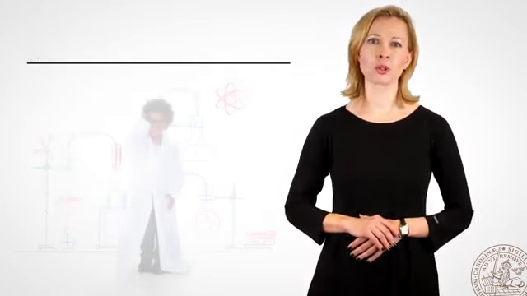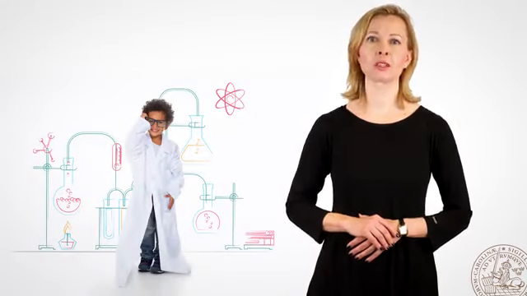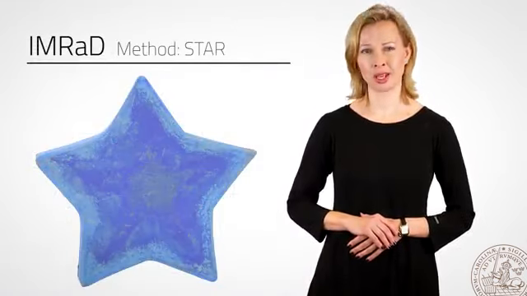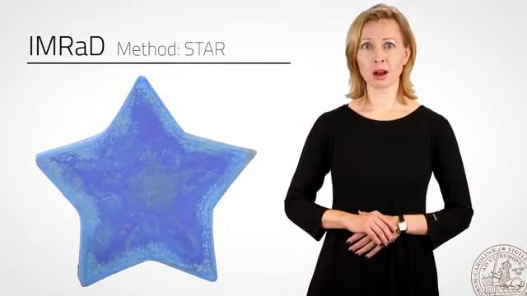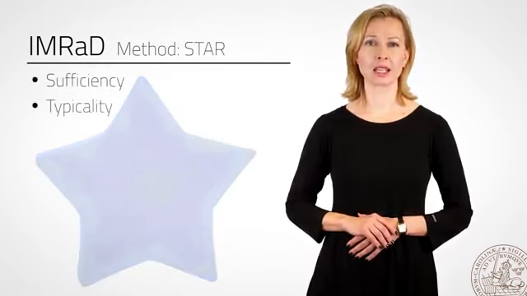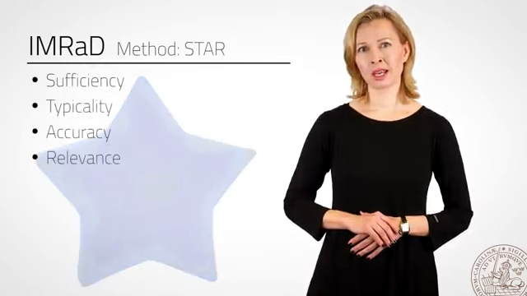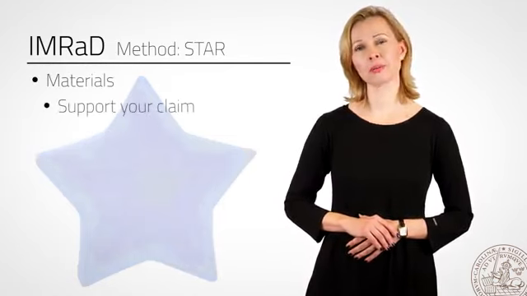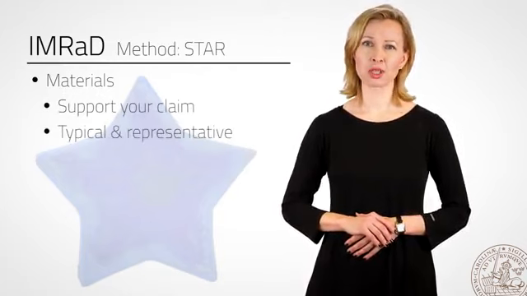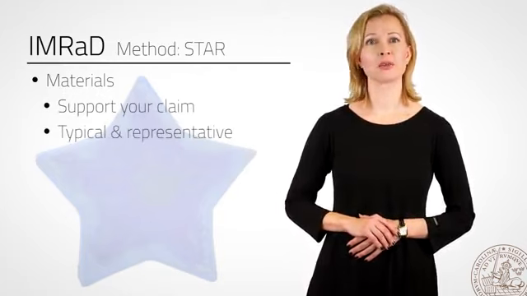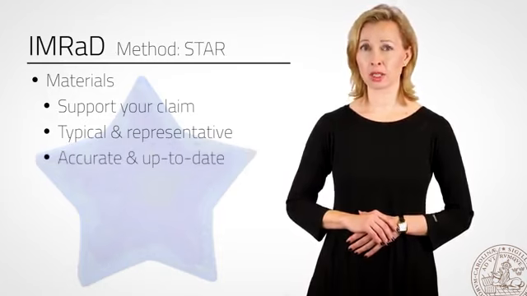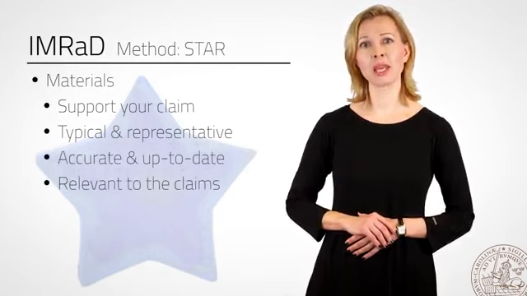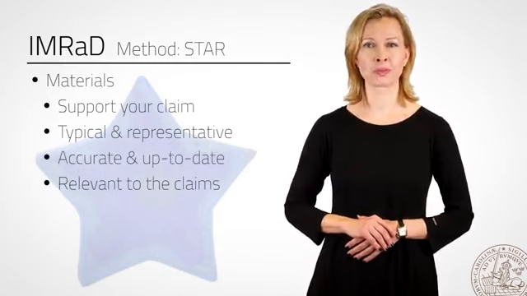It's important to make sure that the materials that you use meet what rhetorician Richard Fulkerson calls, and yes, we have another acronym coming up, the STAR criteria. STAR stands for sufficiency, typicality, accuracy, and relevance. The idea is that you should collect enough materials so that they truly support your claims. The materials should be representative and typical of what you're studying. The materials should be accurate and up to date, and finally, they should be relevant to the claims that you're making in your essay or research paper.